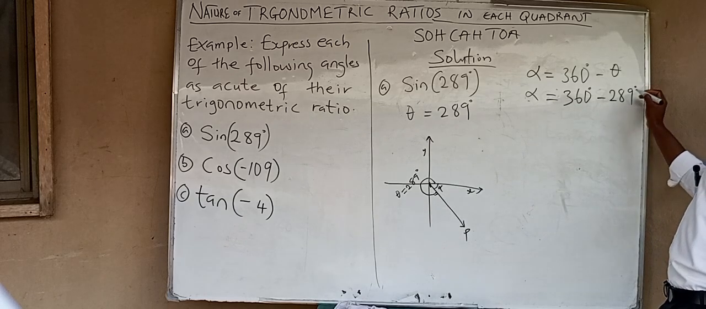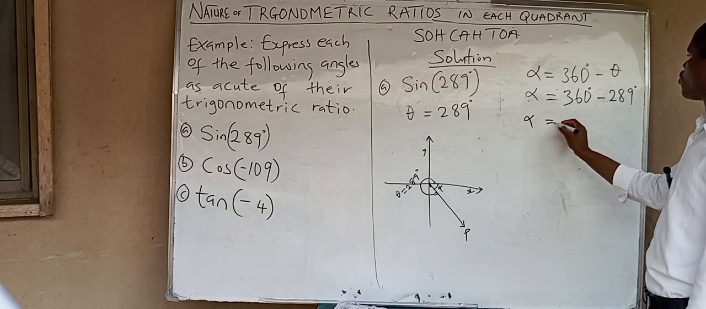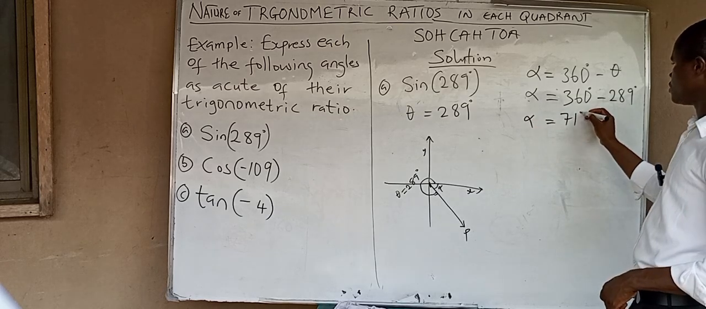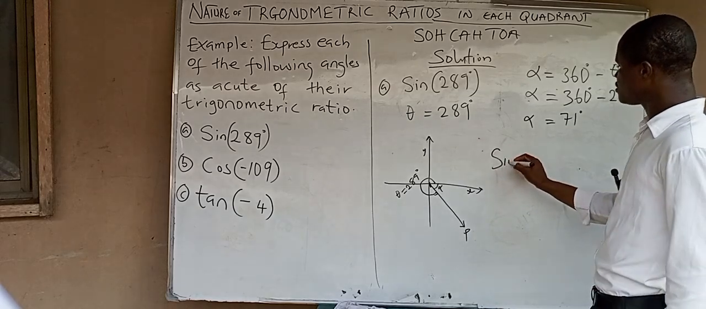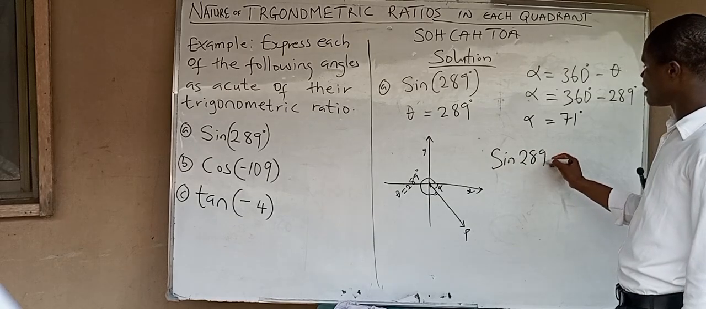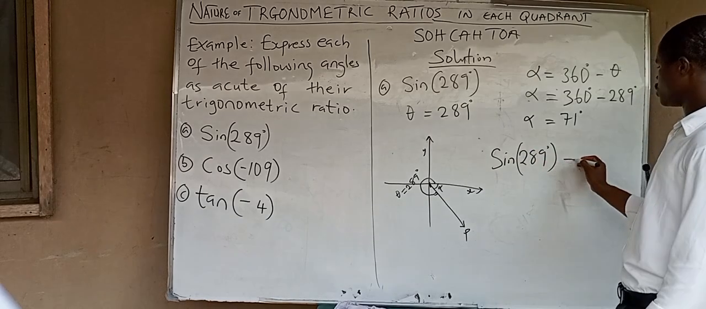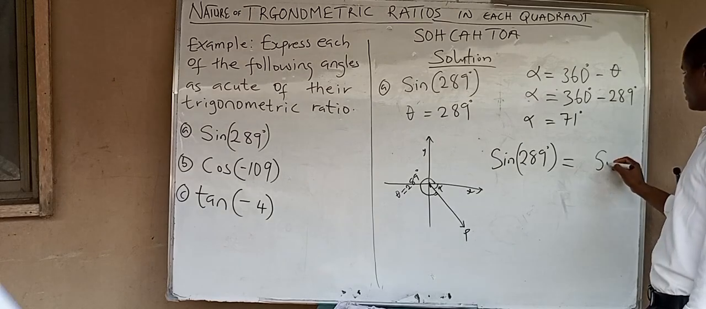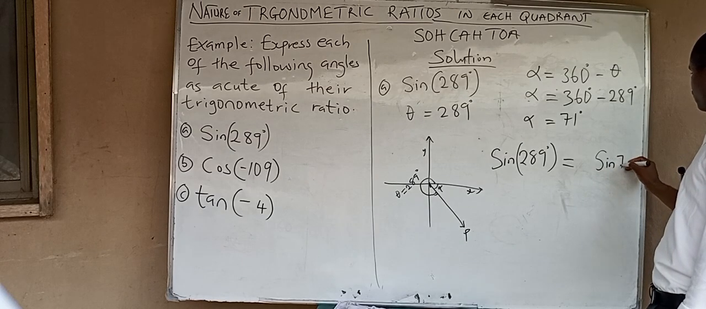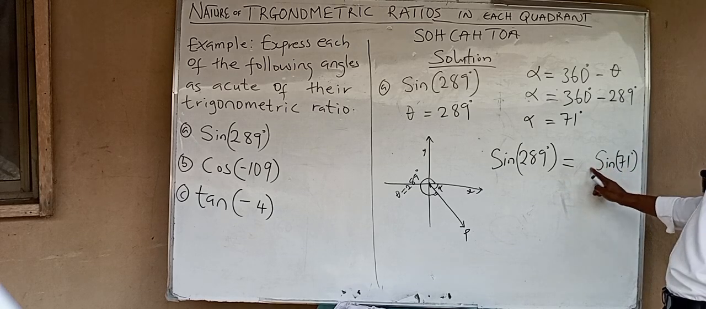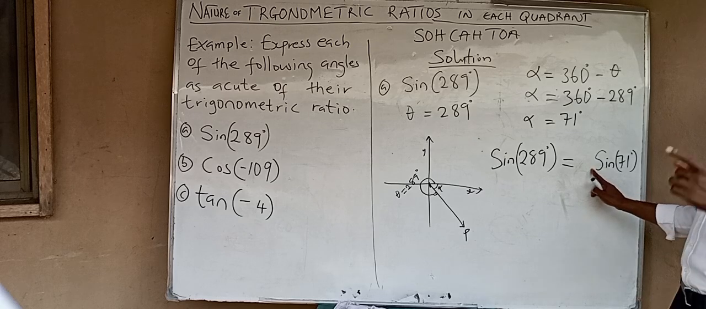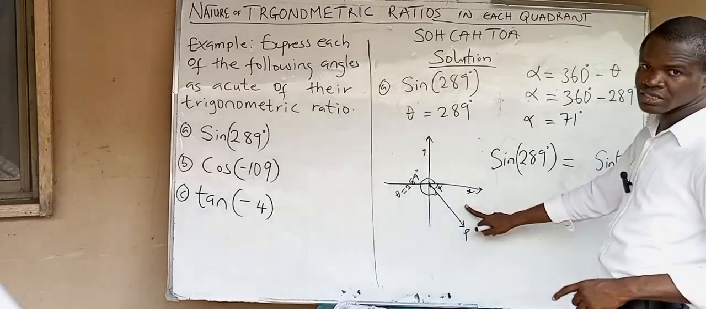289 degrees. Okay, so alpha is equal to 71 degrees. It simply means that sine 289 degrees is equal to sine 71 degrees. Now we want to know whether this sign is negative or positive in the fourth quadrant.